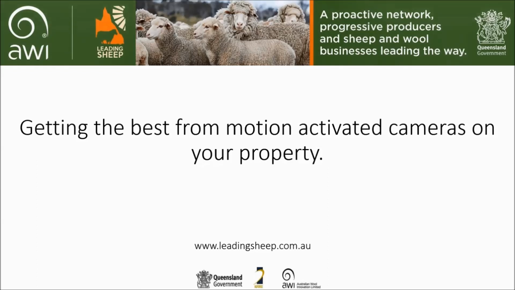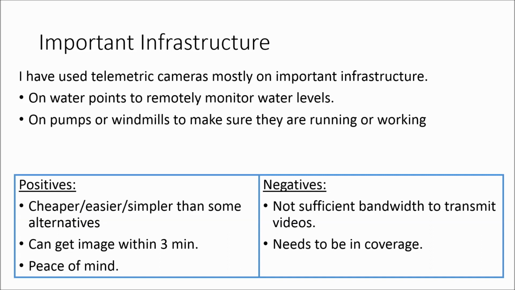Mainly use the telemetric cameras on important infrastructure and then mainly to monitor water levels. Like I mentioned before, it is cheaper and easier and simpler to set up than some of the more expensive units, but you don't get as accurate information out of the telemetry camera as you do out of those systems. It is basically real time within about 3 minutes on average, and it's great peace of mind. You don't sit up wondering whether your cattle have got any water or not.